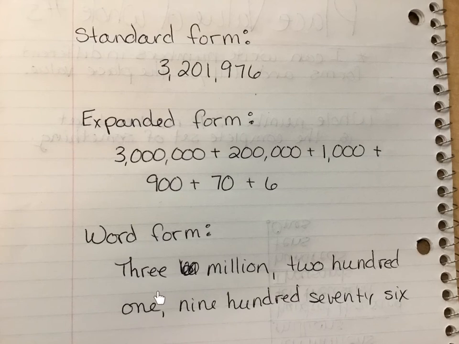Then down here we have word form. This means just take the words that I would say and we write them out. 3,201,900. Oh, that should say 1,000. I missed something there. 901,000. Oopsie. Hey, everybody makes mistakes. So this should say 3,201,976. That's the number in word form.